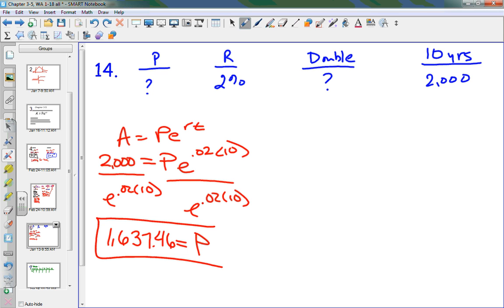$1,637.46. Now, let's talk about that a moment. Really look at that. Well, your initial investment is going to be $1,637.46. After 10 years, at a 2% interest rate, we're talking pennies. After 10 years, you are going to get $2,000. Do you understand why whenever you put your money into a savings account, you really need to look at the interest rate that you have?